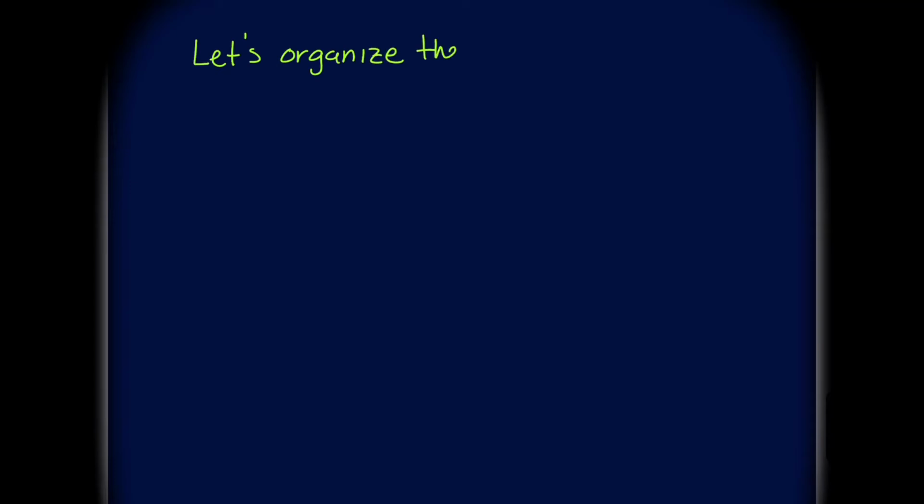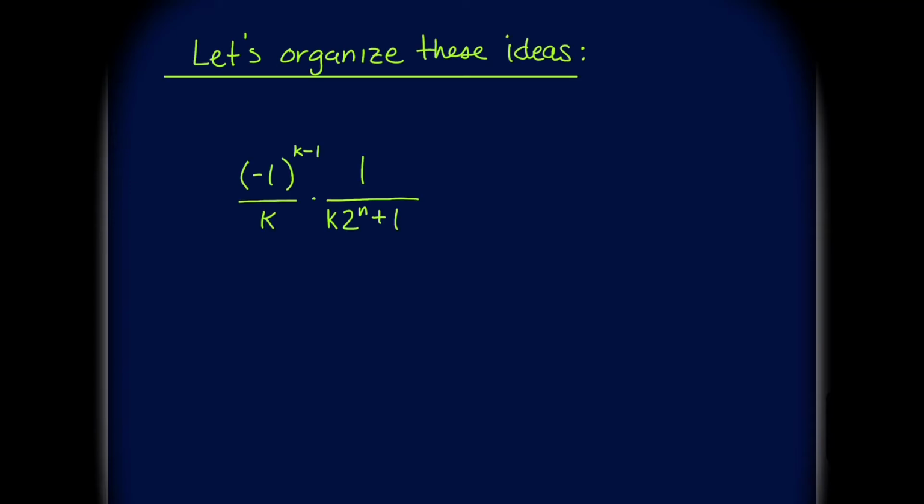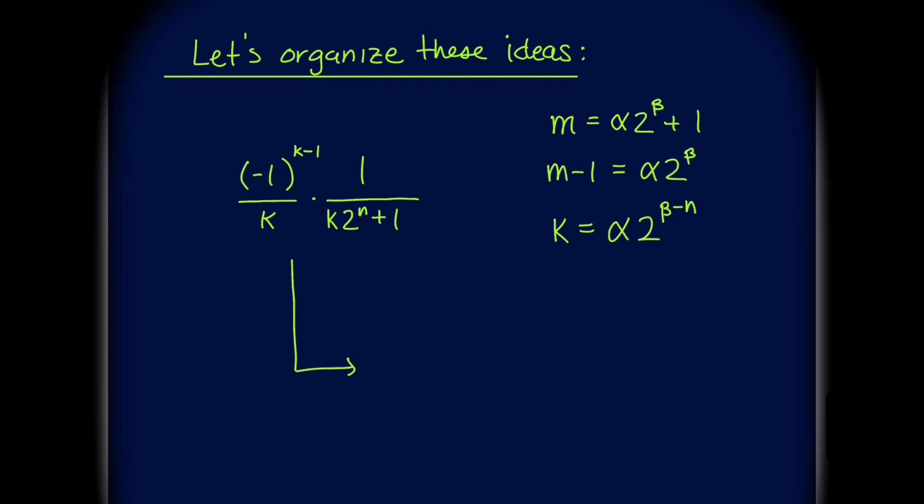So now we need to organize these ideas together. The expression negative 1 raised to the k minus 1 over k multiplied by 1 over k 2 to the n plus 1, we note that the integer m is alpha times 2 to the beta plus 1. So subtracting 1 gives us m minus 1 is equal to alpha times 2 to the beta. And we know that k is equal to alpha times 2 to the beta minus n.